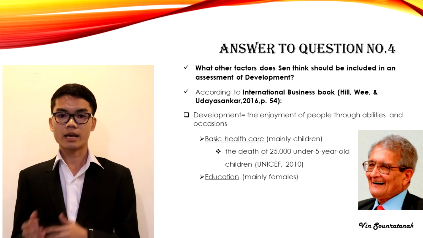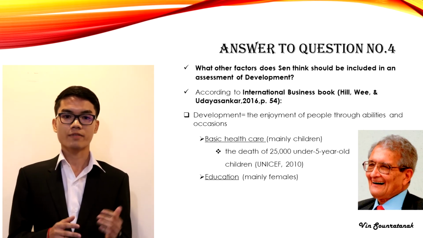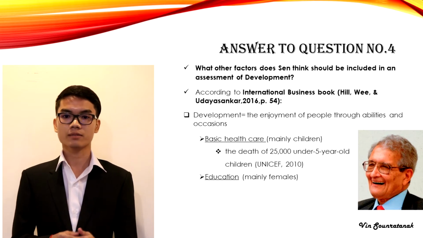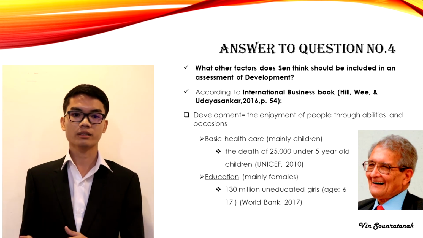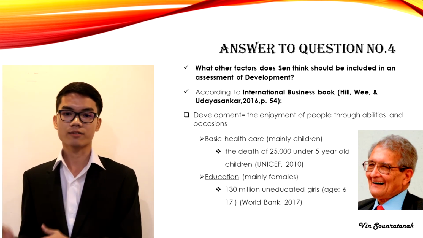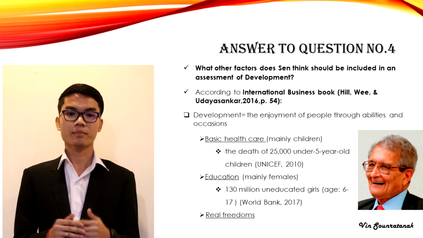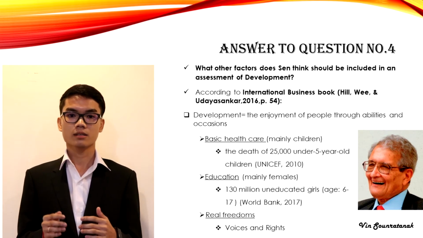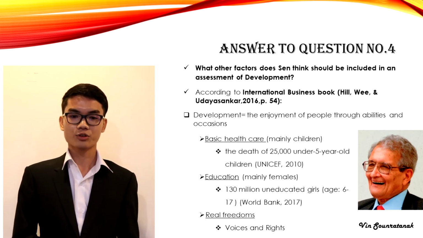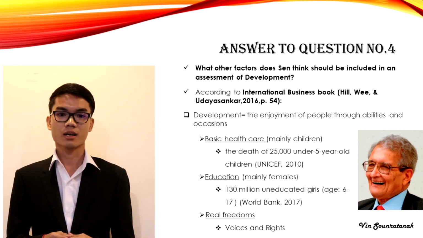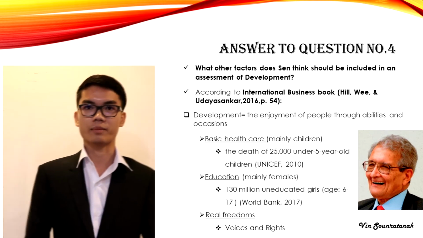Every day, on average, 25,000 children under the age of 5 die, most of them from diseases that could have been prevented with basic health care. Moreover, according to the World Bank, 130 million girls between the ages of 6 and 17 are out of school. Another ultimate point he mentioned is freedom. This gives citizens a voice in making important decisions for the future of their country in their own right. These three factors can fulfill the incompleteness and restore the seeking of development.